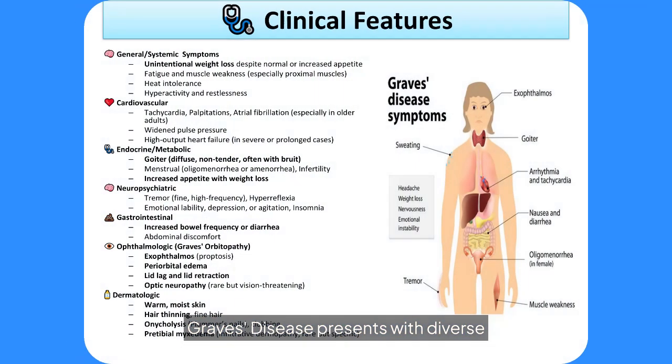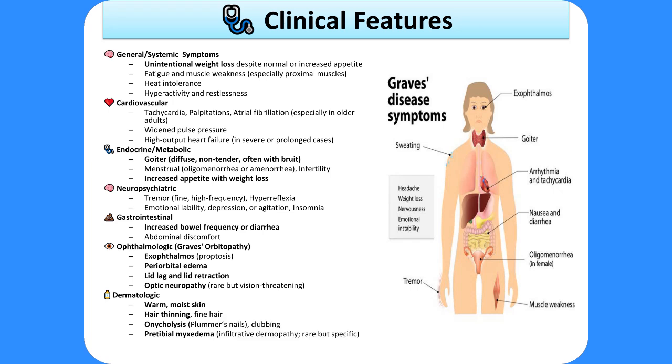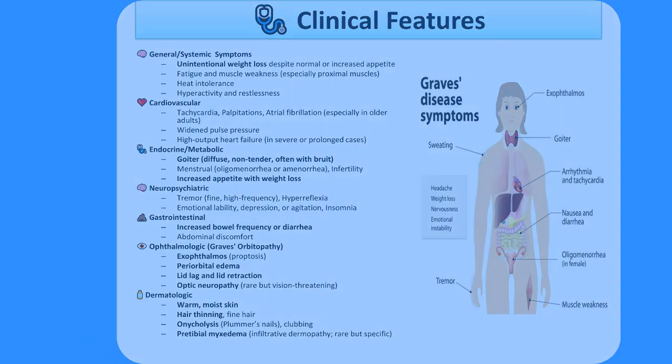Graves' disease presents with diverse clinical features across systems. General symptoms include weight loss and fatigue, while cardiovascular effects involve tachycardia and atrial fibrillation. Endocrine symptoms feature goiter and menstrual irregularities. Neuropsychiatric and gastrointestinal manifestations further complicate the clinical picture, while ophthalmologic involvement such as proptosis, lid lag, and pretibial myxedema are more specific. Understanding the multisystem presentation is critical for early diagnosis and to avoid missing atypical cases.